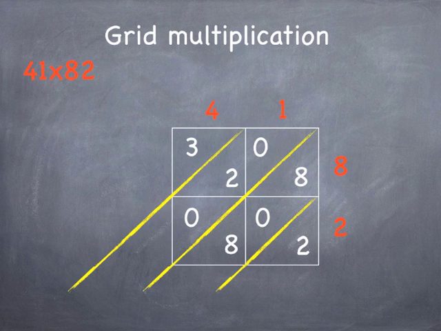The 2 goes here. 8 plus 0 plus 8 is 16. I write the 6 here and carry the 1 over. 0 plus 2 plus 0 plus 1 is 3. And finally, this 3 is on its own. And there's the answer, 3,362. So that's grid multiplication.